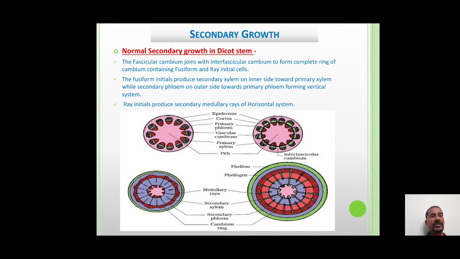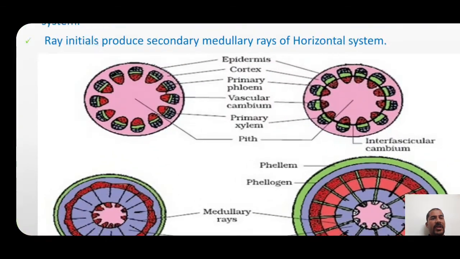Now here you can see four diagrams, out of which the first diagram shows the primary growth in a dicotyledonous stem. During the primary growth, you can observe the large central pith, which is surrounded by a ring of vascular bundles. These vascular bundles are conjoined, that means xylem and phloem both are present in a single bundle. Then they are of collateral type.